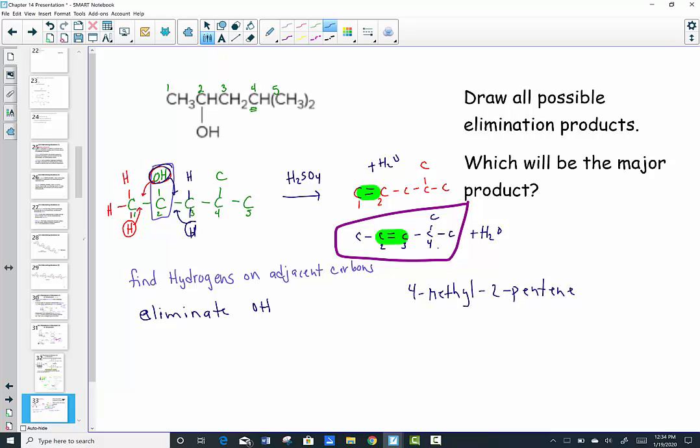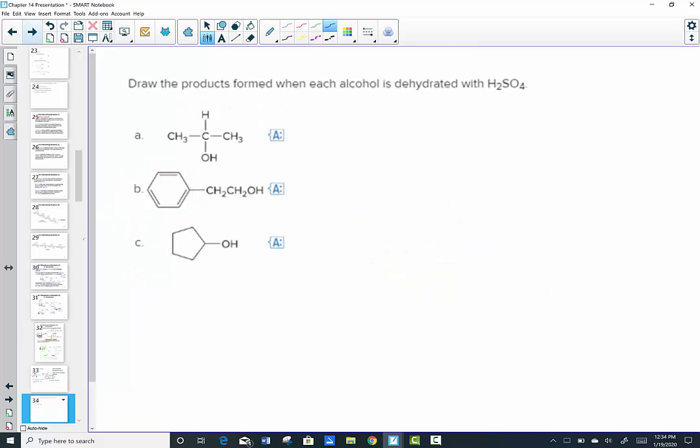Zaitsev's rule: the major product has more carbons coming off the carbons in the double bond. Here we had no carbons coming off of that carbon, and here on either side we had 1 carbon coming off of each carbon that's in the double bond. That's the winner. Zaitsev's rule.